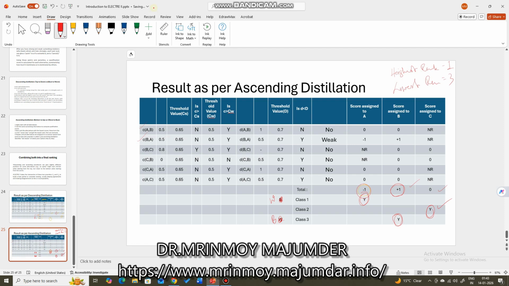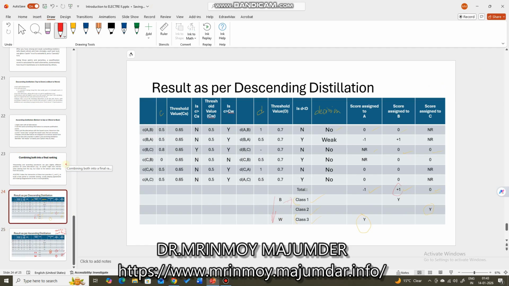Now, when you are arranging them with respect to the ascending distillation, the worst ranked alternative will get the best class, that is class 1, and the best ranked alternative will get the worst class, that is class 3. So that is why it is ascending. It is coming from worst, which is class 1, to best, which is class 3. But in case of descending distillation, a normal thing follows.